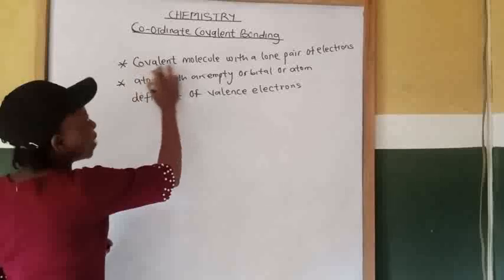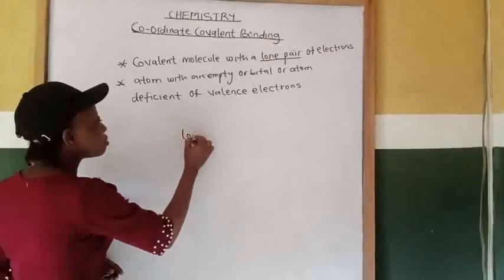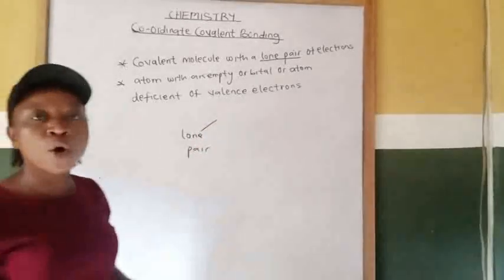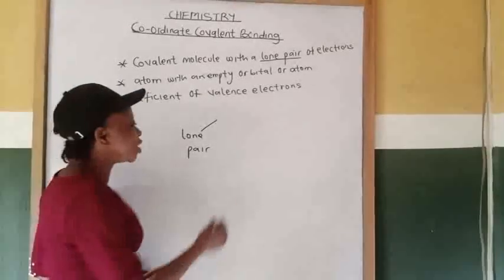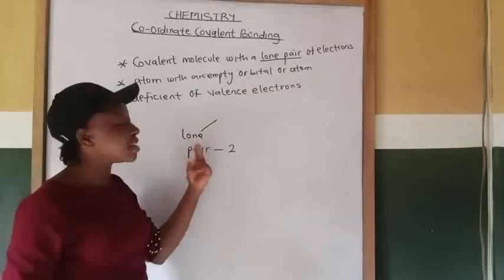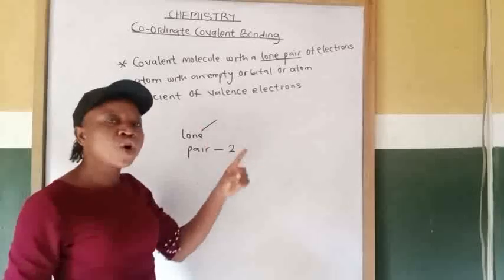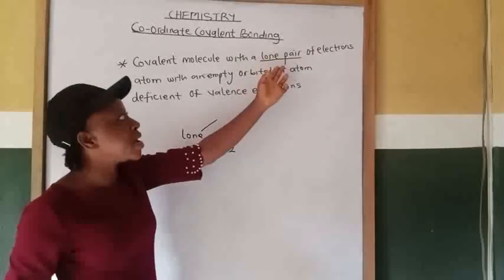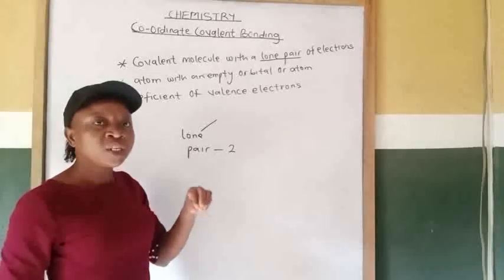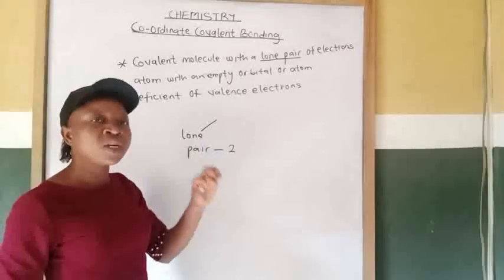Now let's look at the first statement: a covalent molecule that has a lone pair of electrons. What is a lone pair? The word lone means no companion, no relationship, while pair means two. So lone pair of electrons are two electrons that have no relationship with any other atom. So lone pair refers to a pair of electrons that are not shared with another atom in a covalent bond.